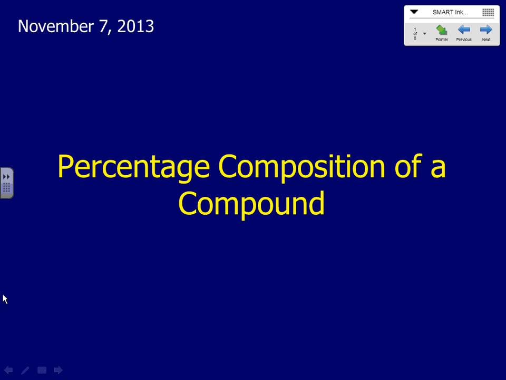I'm going to show you how we determine a percentage composition in 2 ways. Well, first I'm going to explain what a percentage composition is. Then I'm going to show you how we calculate it in 2 ways. The first method that I'm going to use is starting with the formulas that we already know, all right?